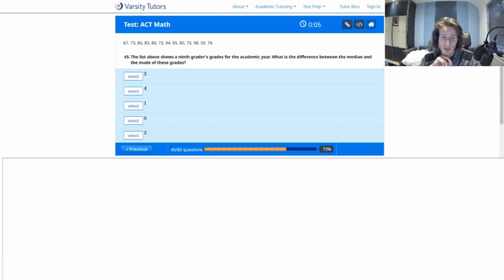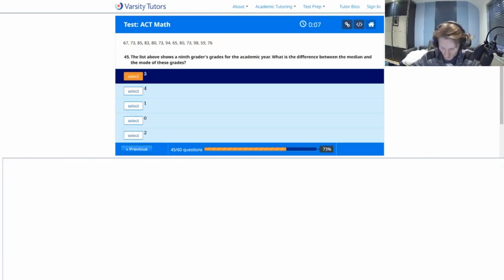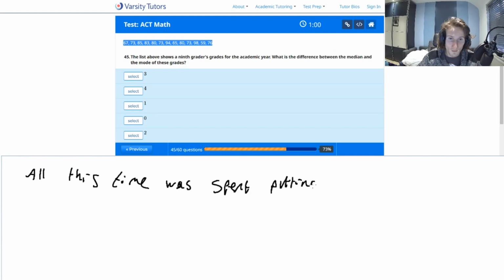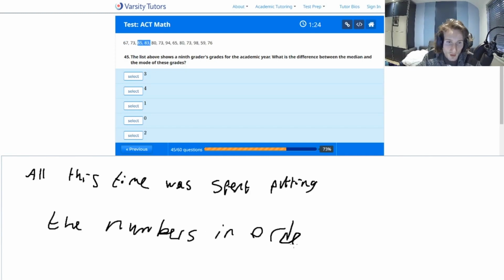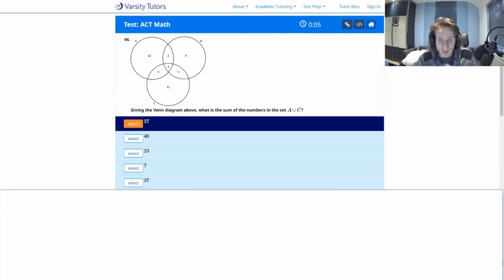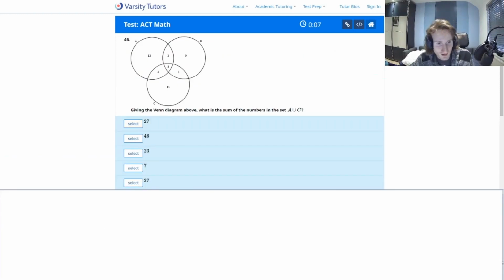What's the difference between the median and the mode of these grades? So the median is, okay, we need to put these in order, don't we? Okay, so the mode is 73, the median is 1, 2, 3, 4, 5, 6, 7, 76, so therefore the answer is 3.